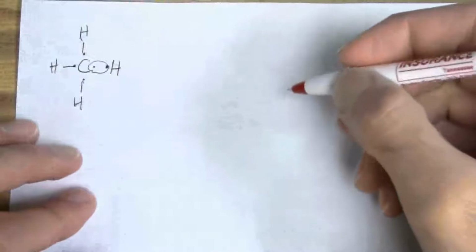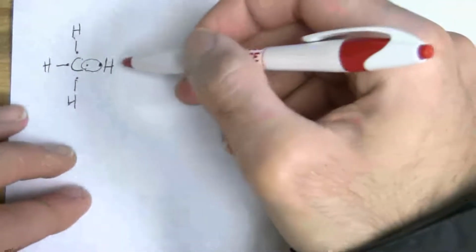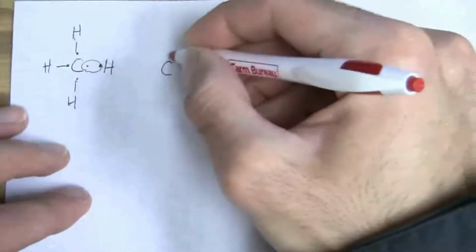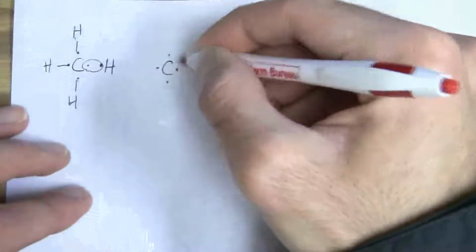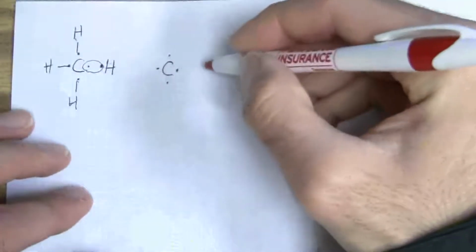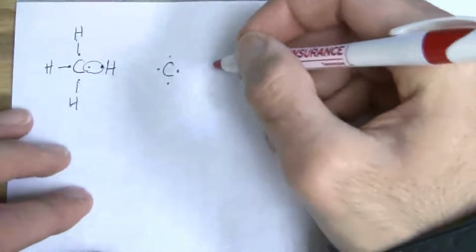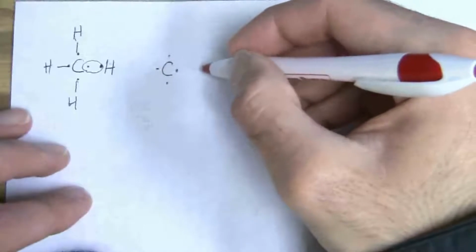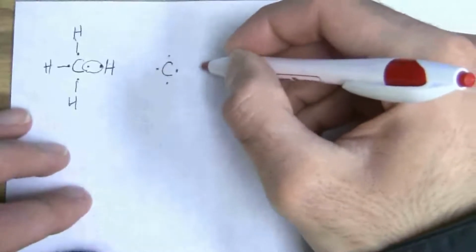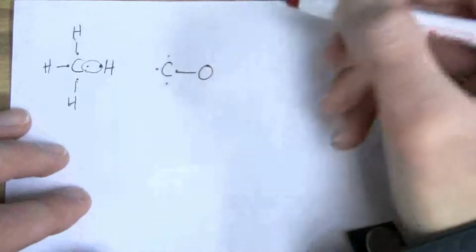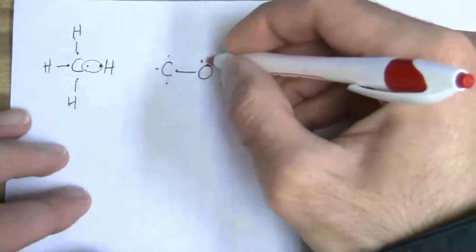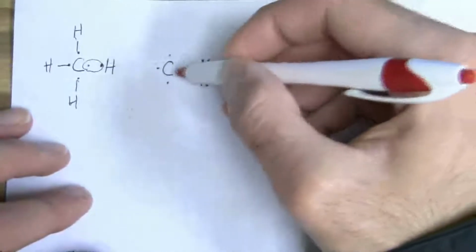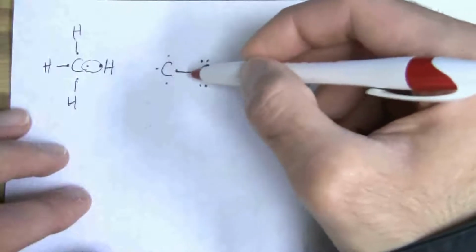But of course, hydrogen is not the only element that can share an electron with carbon. Essentially any element that has a valence electron to share can share that electron with the carbon. So, for example, we can have a carbon-oxygen bond, because oxygen has 6 valence electrons. So there's one that it can share with the carbon.